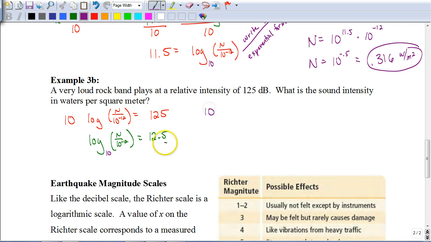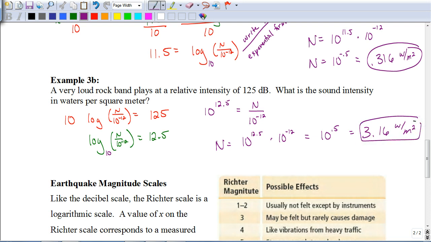So it'll be 10, our base 10. Our exponent's going to be 12.5 equals n divided by 10 to the negative 12th. You can cross multiply here or multiply both sides by 10 to the negative 12 to get n by itself. So n would equal 10 to the 12.5 times 10 to the negative 12. When you add the exponents, you end up getting 10 to the 0.5 power, which equals 3.16 approximately watts per square meter.